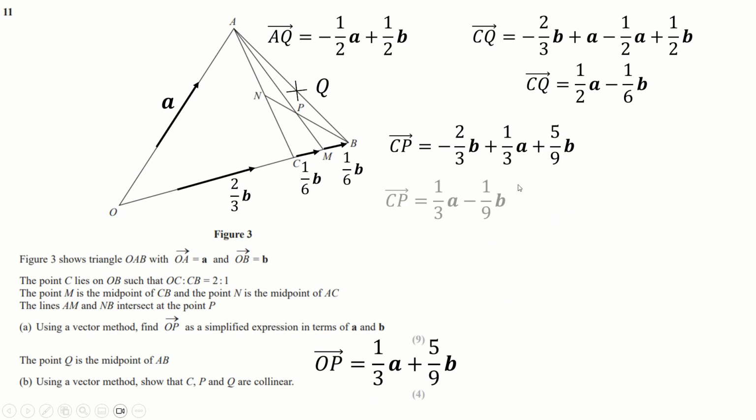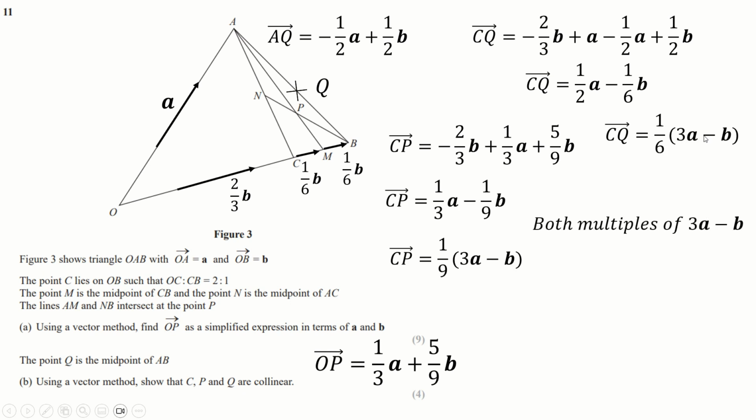Anyway, I simplify CP to get this. And now if I factorize out a 6th from there, I'll get this. And if I factorize out a 9th from here, I'll get this. And therefore, they're both multiples of 3A minus B. So they're parallel, and they both originate at C, so they have the same origin point. And if they're parallel and start at the same point, then they must be collinear on the same line. And that's all we need to do.